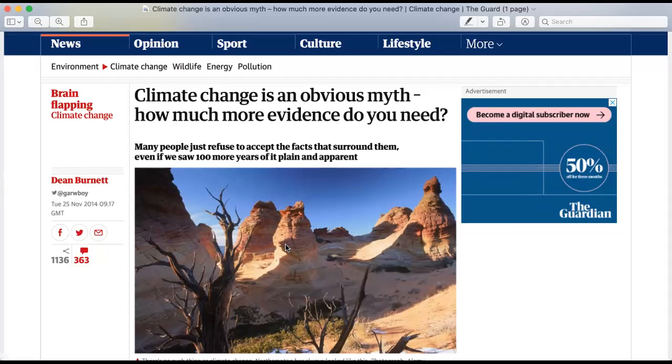Now this article, climate change is an obvious myth. How much more evidence do you need? I think it is quite obvious that this article involves arguments. I'm sure you already know that we need arguments when we have an opinion which people can either agree with or disagree with.